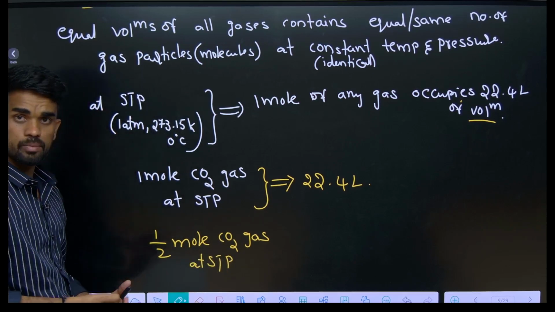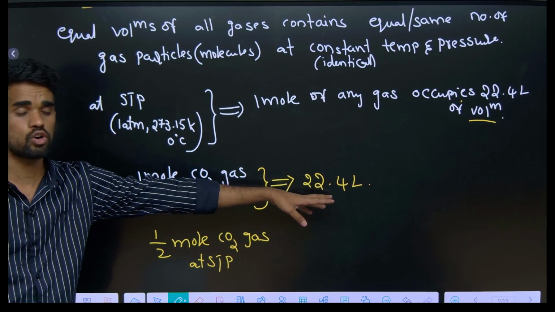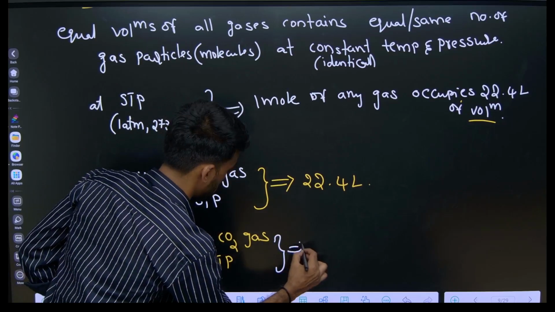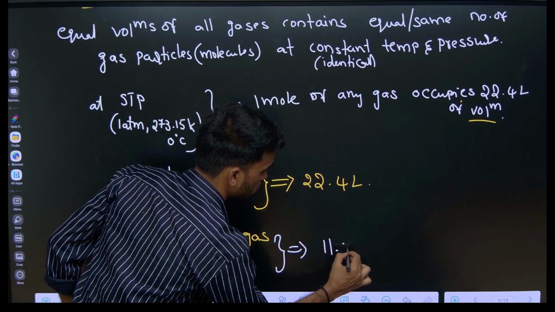So how much volume will it have? If it is 1 mole, this much volume is occupied. If it is half a mole, it will be half of this. The volume occupied by this particular amount of substance is how much? Half of it, 11.2 liters.